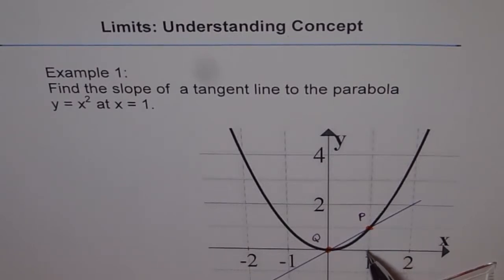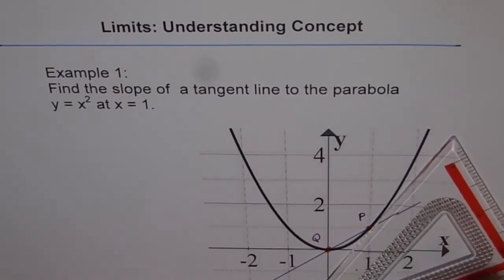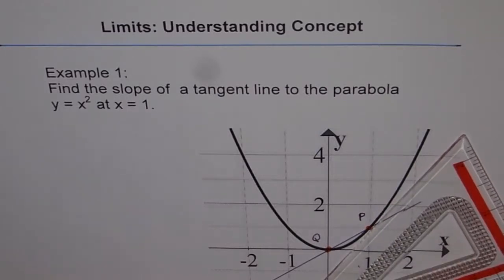So that's my line joining P and Q, and it looks as if the slope of PQ is 1. So this is a rise of 1 and a run of 2. Well, this is definitely not the slope of the tangent line to the parabola at P, which seems to be much steeper, right? So what we can do is, we can let Q come closer and closer to P. As Q comes closer and closer to P, the slope of the secant approaches the slope of the tangent. And that is how we can get the slope of the tangent.